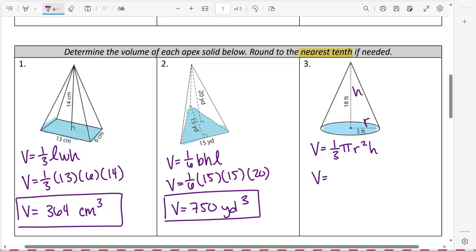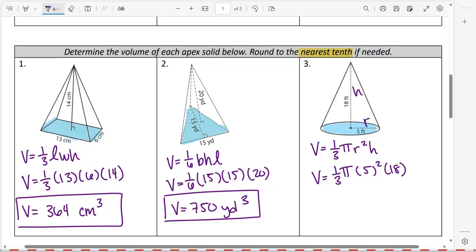Remember, be very careful not to mix up the radius and the height. They have to go in the correct spots in their formula, because if you swap the 18 and the 5, then the exponent right here of 2 ends up on the wrong term. Okay, for our pyramids, order doesn't matter so much with what number goes where, but for our cones, it very much matters which number is the radius and which one is the height.